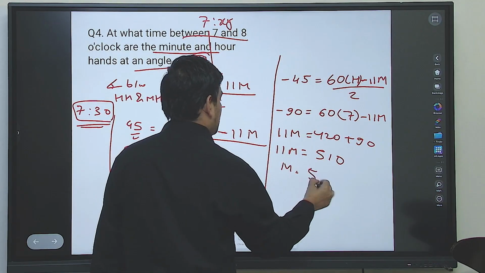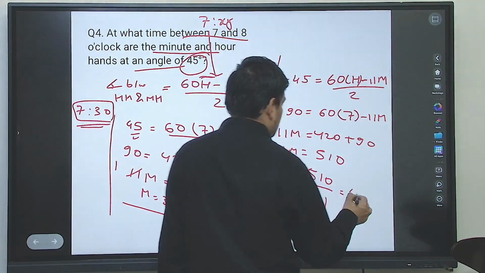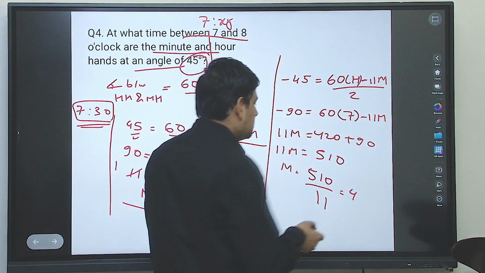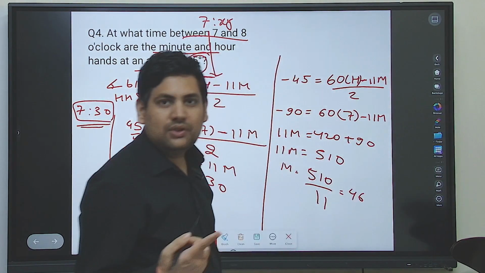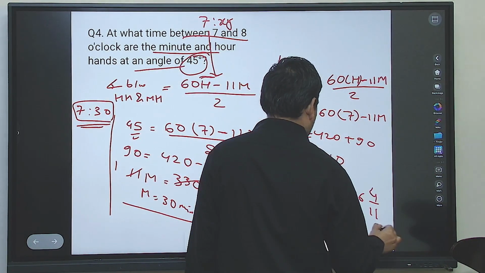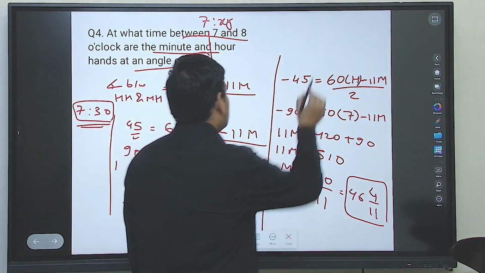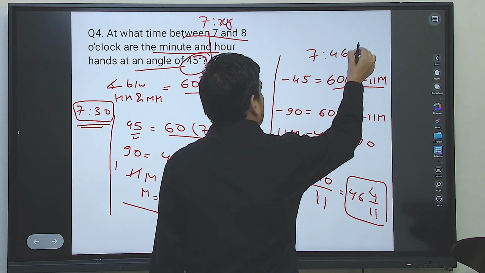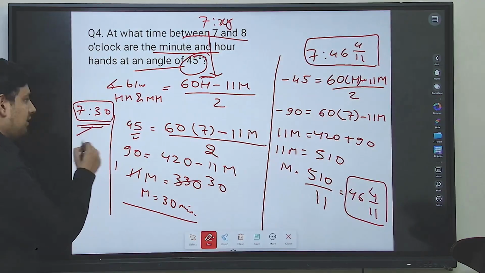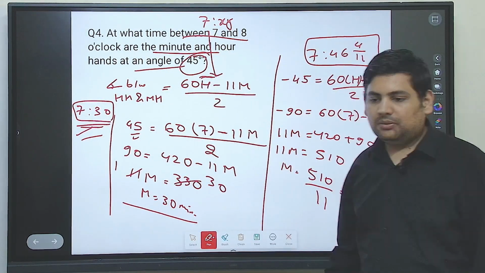m comes out to be 510 by 11. 510 by 11 means what? It will go 4 times, 44. What remains? 6 plus 1, 7 remains. With 70 it will go 6 times. Now what will remain? 4 will remain. So 46 and 4 by 11. This is the time. So the other time will be 7 hours 46 minutes and 4 by 11, and the first was 7:30. So these are the two times at which the angle made will be 45 degrees.